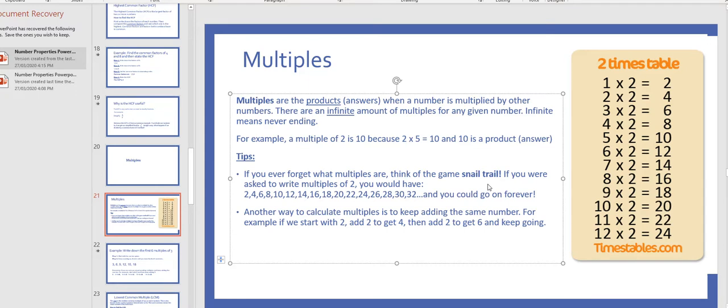Another way to calculate multiples is to keep adding the same number. We'll look at this and apply this in some examples, because sometimes we don't just work with timetables. What if I asked you what are the multiples of 51, just say? Now, I don't know my timetables for 51, but there is another way to work out multiples.